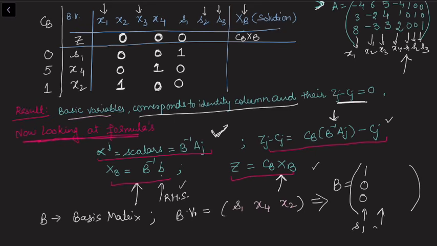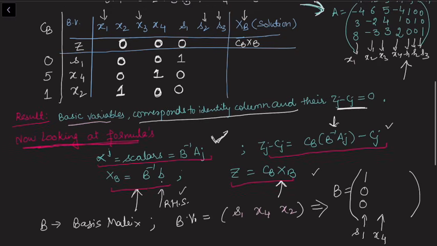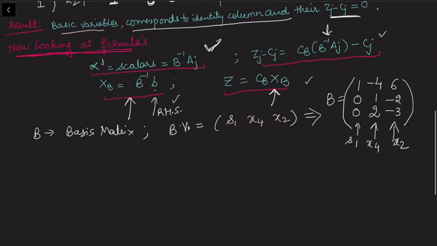Then the column of X4. So we can see that the column of X4 is this one. So here we have minus 4, 1, 2, and then we write the column of x2, which we can see from here. This value is 6, minus 2, minus 3. So now we got a B matrix. Once we have this B matrix, let us find its B inverse.